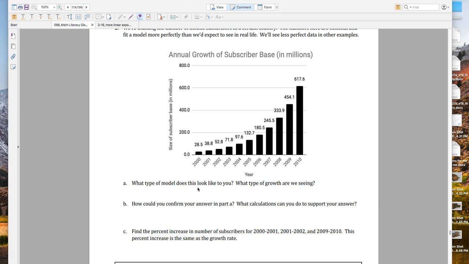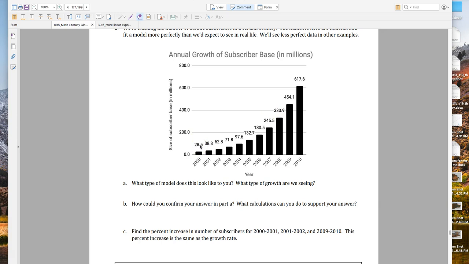Well, when we have exponential growth, we are going to see the same percent increase every year. So what we would want to look at is calculate the percent increase between these 2 years, and then go over here and calculate the percent increase a few times and just see if the numbers are the same.